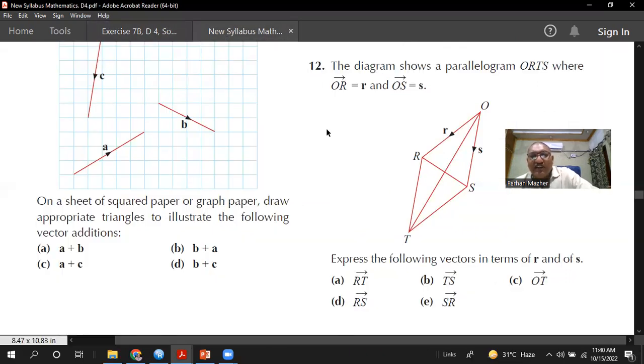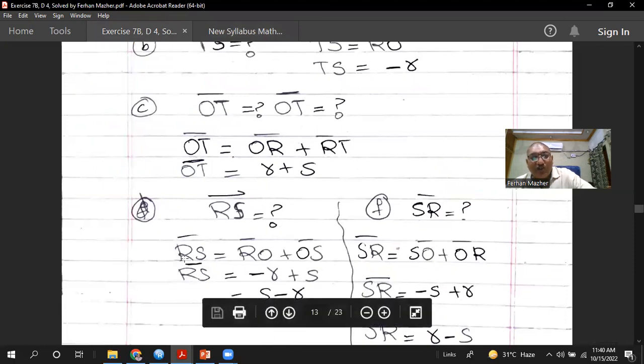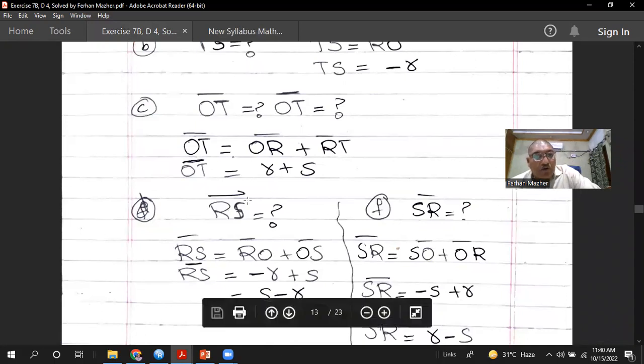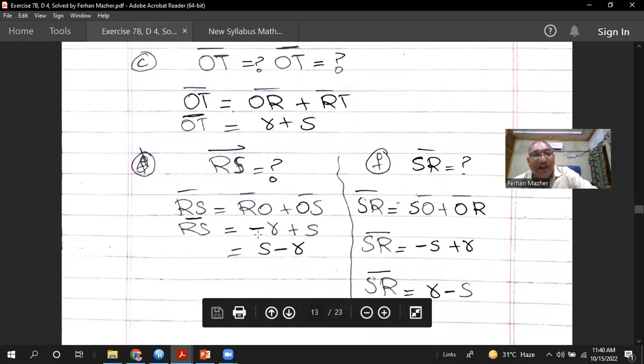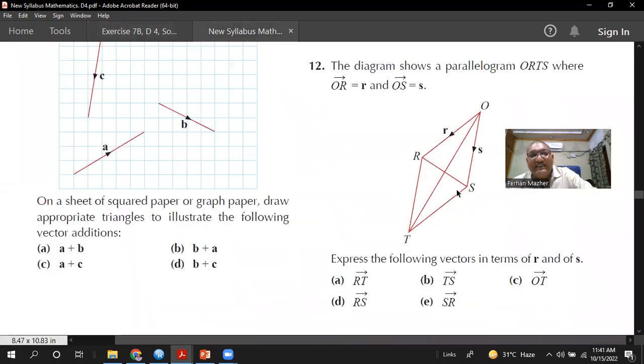Okay, next question is RS. They want us to find RS. So from R, I will go to O, and from O, I will go to S. This is called bypass, and very easily you can find RS. From R to O is minus R, and this is plus S. So RS is S minus R.